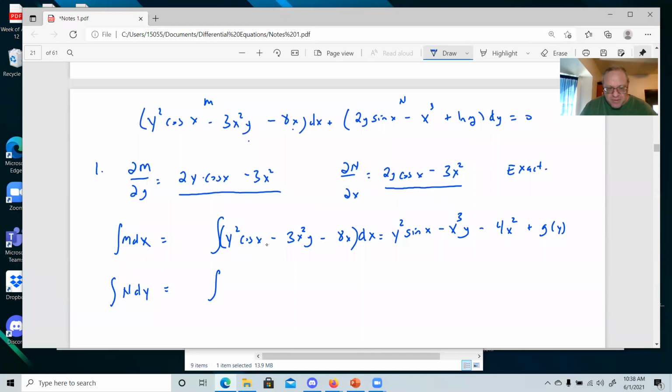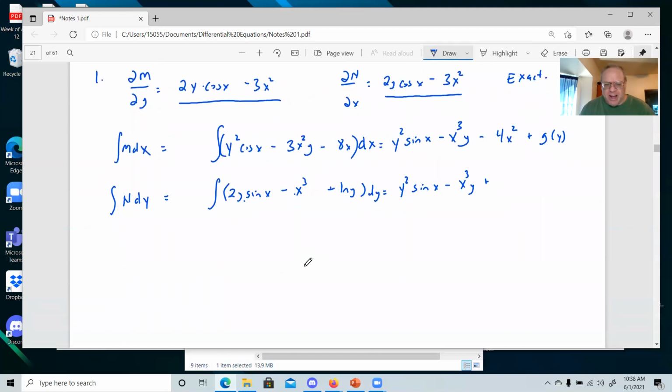We have 2y sine x minus x cubed plus ln y dy, and this is going to be, right, y squared sine x. We have minus x cubed y, because this is just a constant, and then this is a plus.